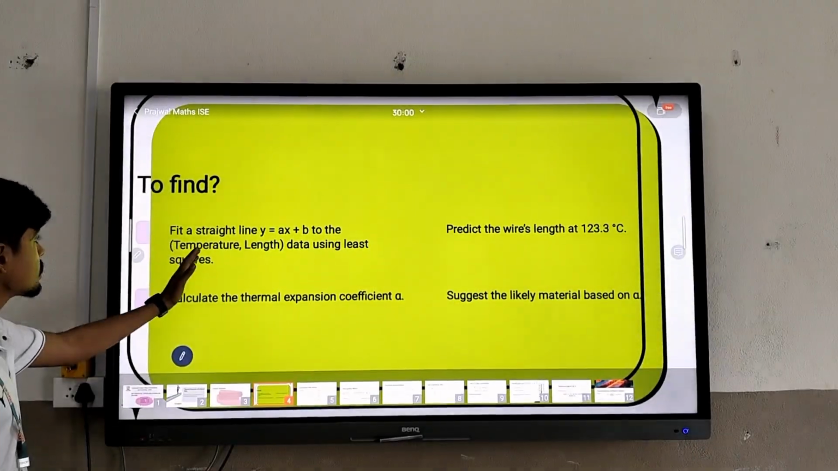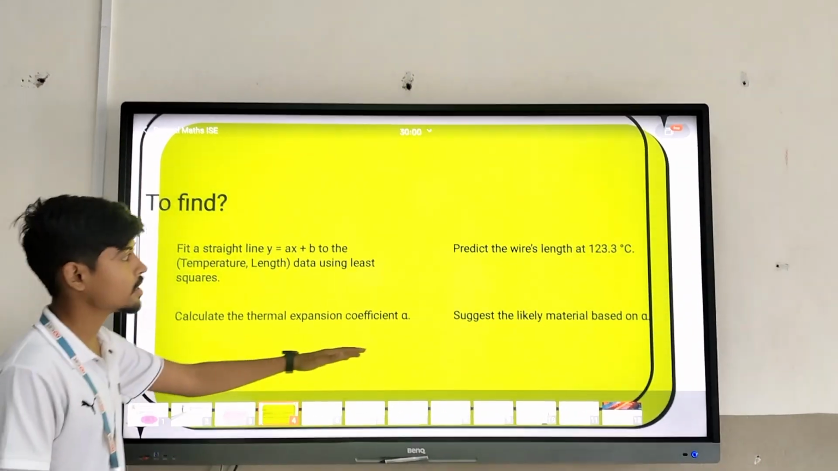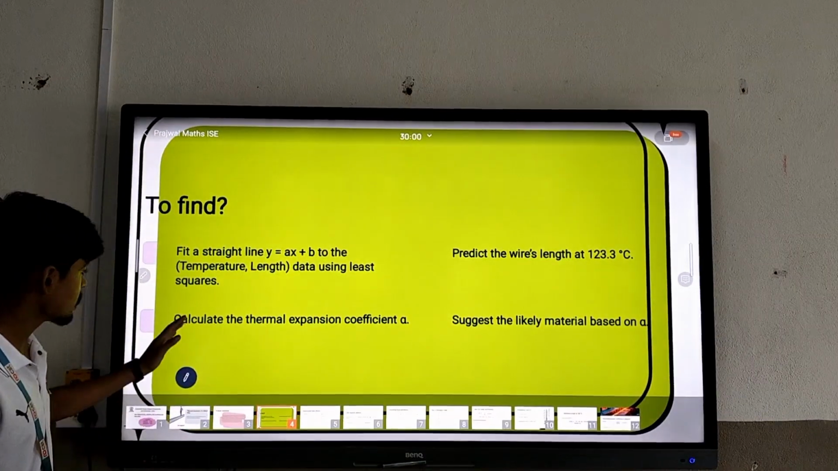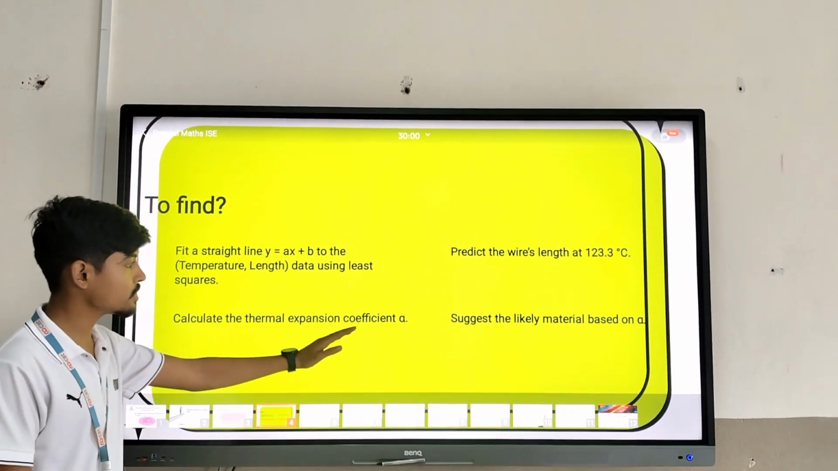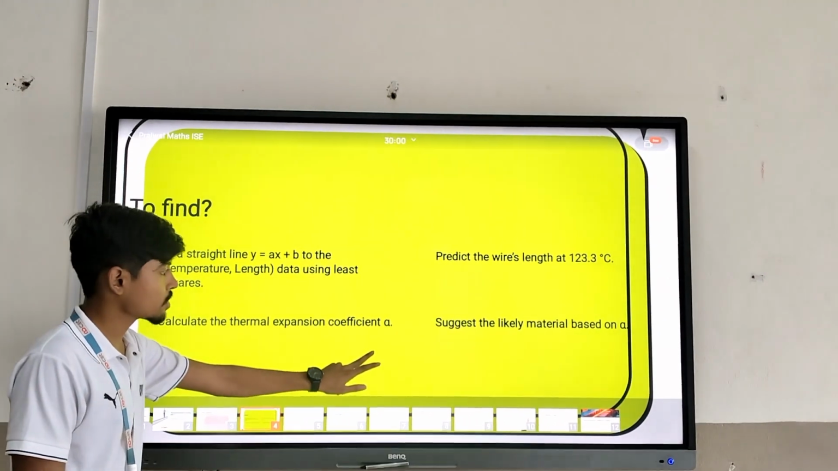So we have to find the straight line equation, that is y is equal to ax plus b, using the least square method. Then we have to predict the wire's length at 123.3 degrees Celsius. Then we have to calculate the thermal expansion coefficient, that is alpha, and suggest the material which is used for the metal.